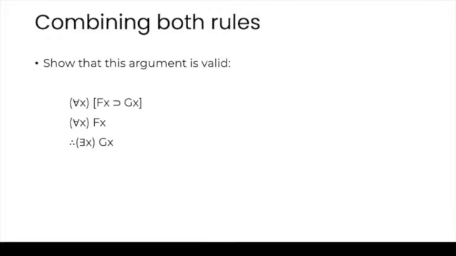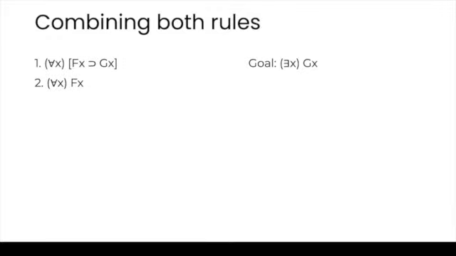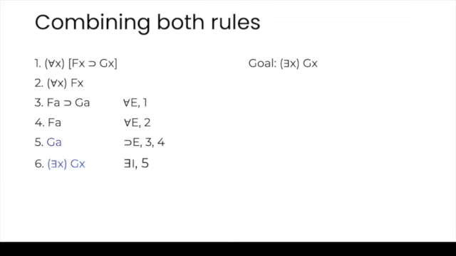Now let's do a couple of examples combining the rules we have so far. Show that this argument is valid. We number our premises and write our intended conclusion on one side. Then we explode the universal in line 1 to get if fa, then ga. Now we explode the universal again, this time on line 2, to get the antecedent of the conditional. Then we detach ga by conditional elimination. And in the end, we obtain our conclusion by existential introduction on line 5.